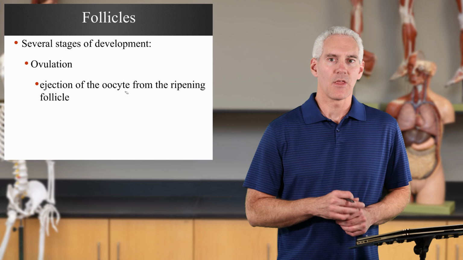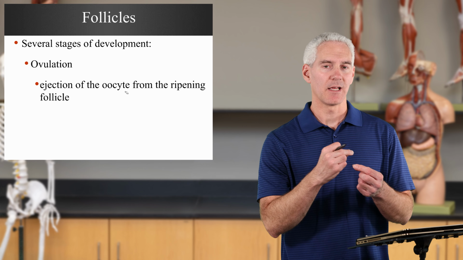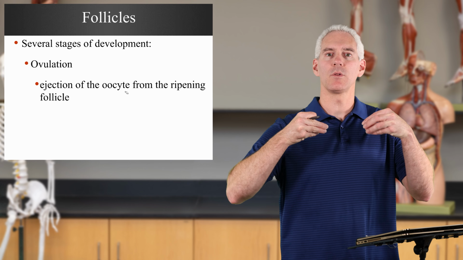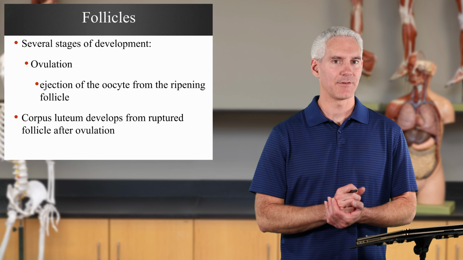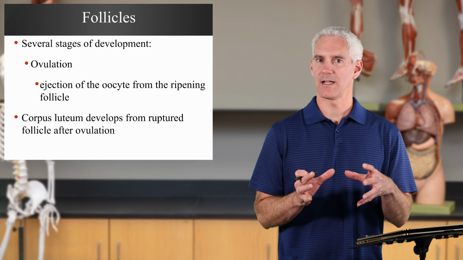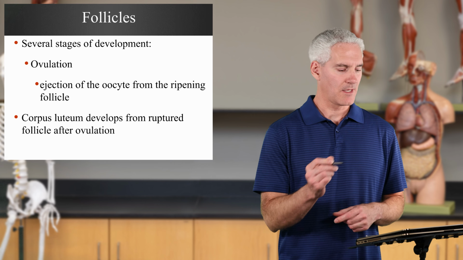Once ovulated, that oocyte should head up into the fimbriae and be pulled up into the uterine tube. I say should because sometimes it doesn't quite work there. If you've ever heard of ectopic pregnancies, the egg, the oocyte, didn't quite go in and went out and around for some reason. The leftover tissue after the ovulation, all those other granulosa cells, start to develop into the corpus luteum. The corpus luteum will become important because it's going to help with hormone control. We'll talk more about that later.